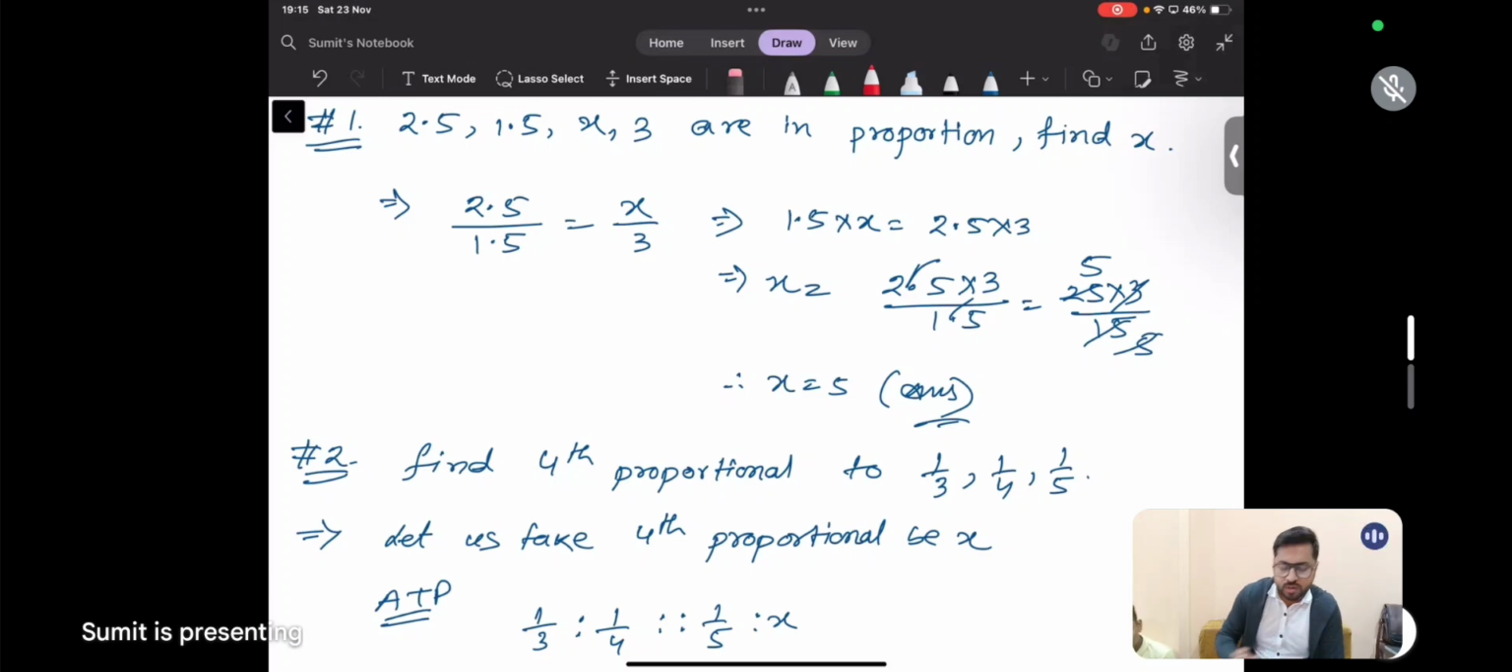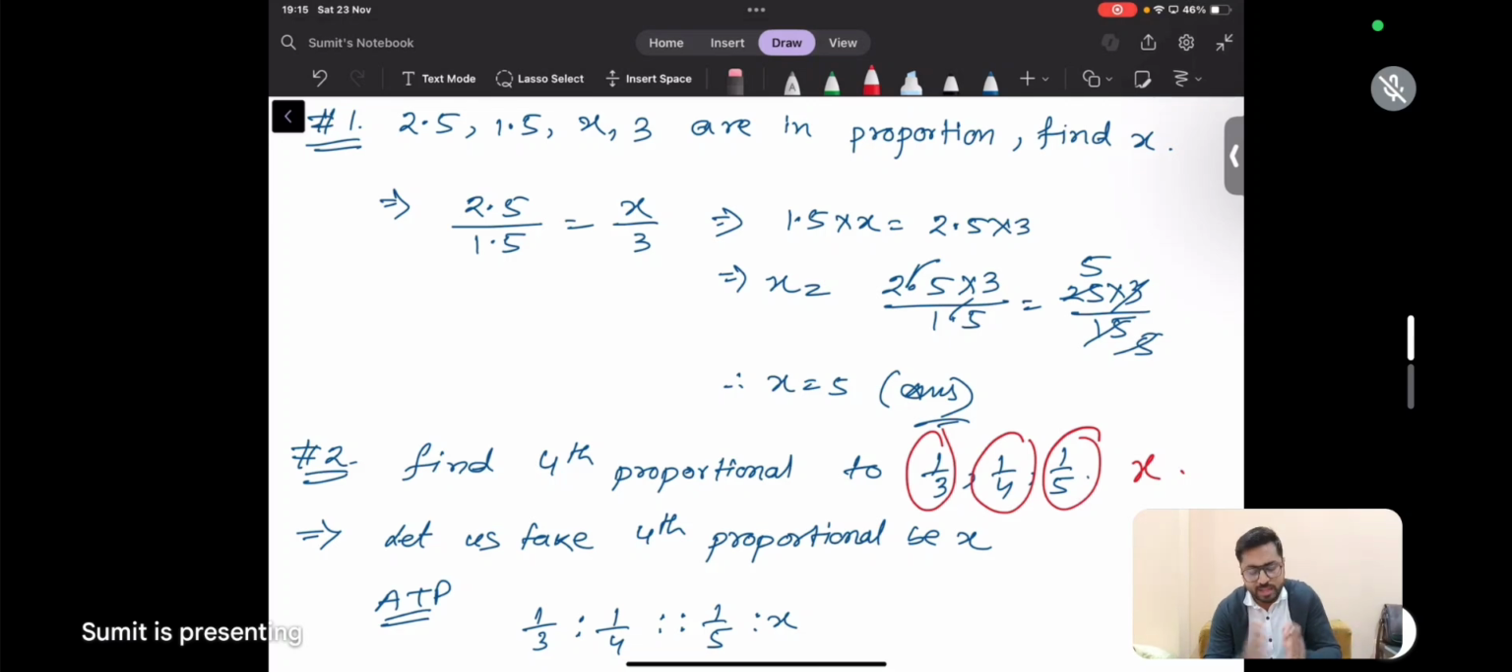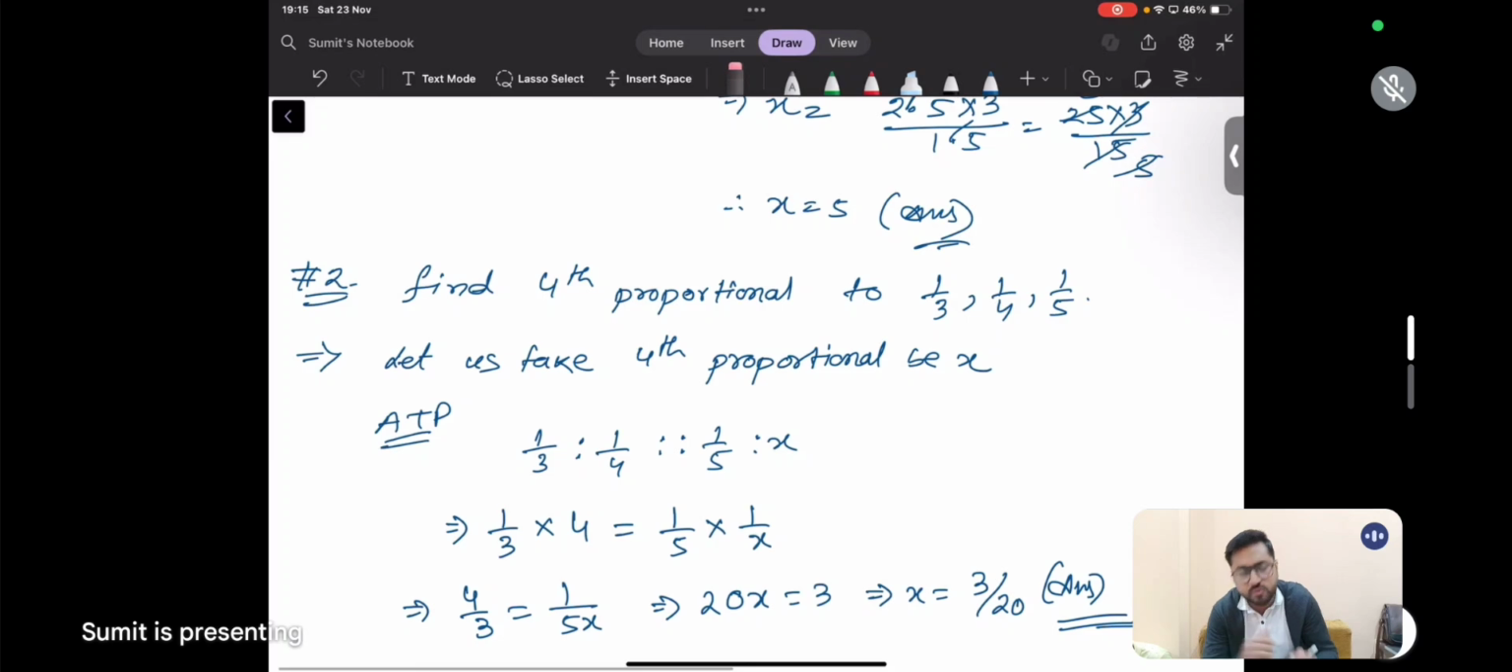Find fourth proportional to this means এটা ফার্স্ট, সেকেন্ড, থার্ড and then fourth টাকে তুমি নিয়ে নাও x নিয়ে নাও। তো fourth proportional যদি x হয়, same thing means the four numbers are in proportion, that means ratio of the first two numbers will be equal to ratio of the last two numbers. So if you use that concept, তাহলে কি আসছে দেখে নাও, 1/3 is to 1/4 ratio 1/5 is to x.